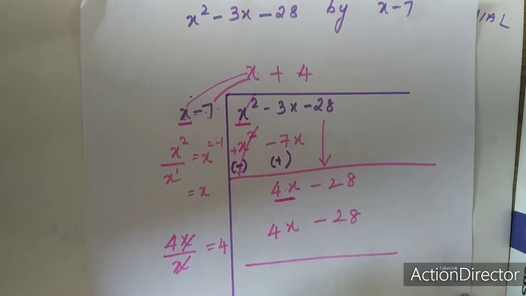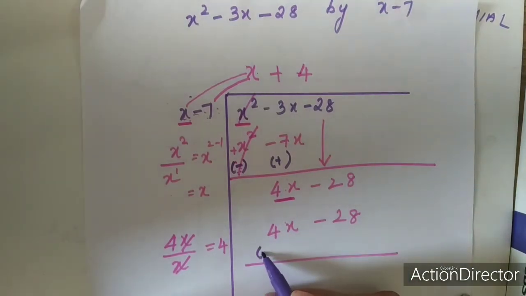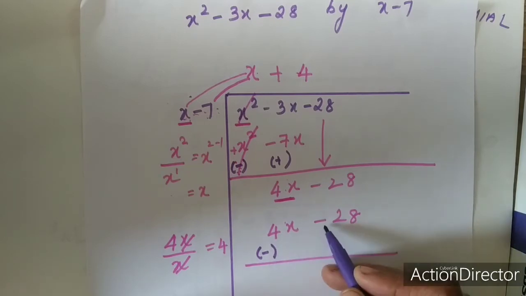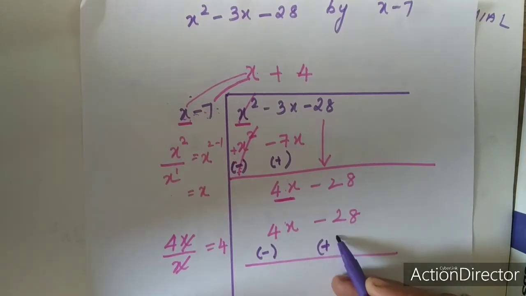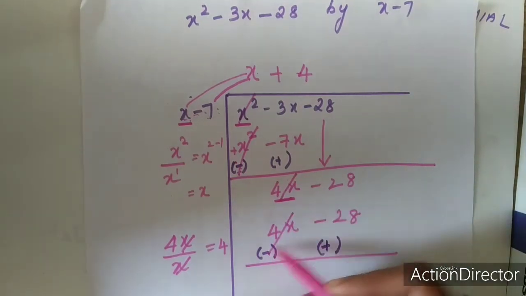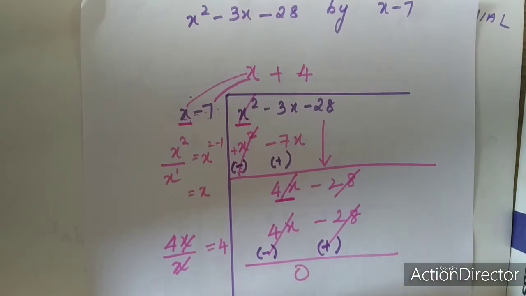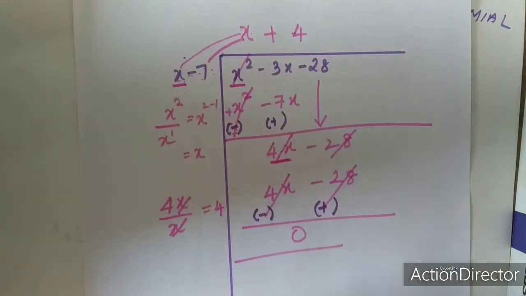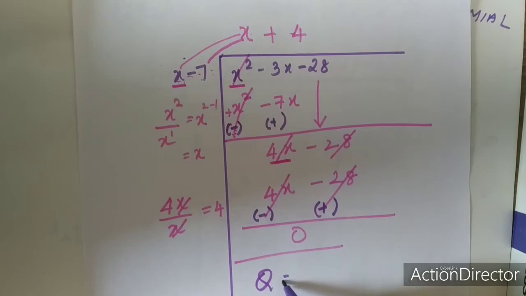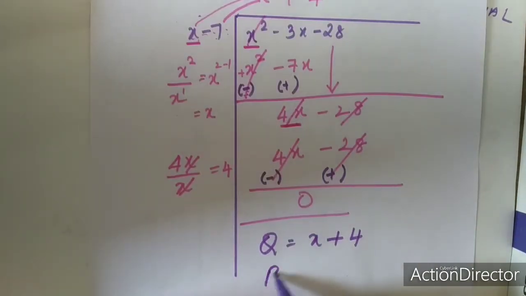Again subtraction. Subtraction, as I said, change the sign. Here it is plus, so it will be converted to minus. Here it is minus, it will be converted to plus. So now I get 4x minus 4x and minus 28 plus 28, which is equal to 0. So my quotient is equal to x plus 4 and the remainder is 0.